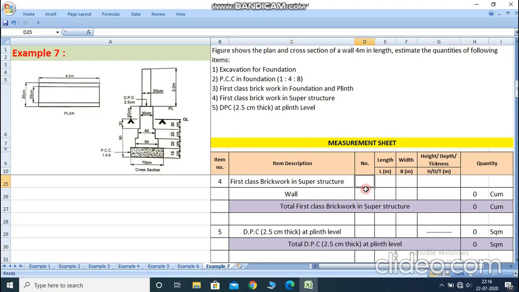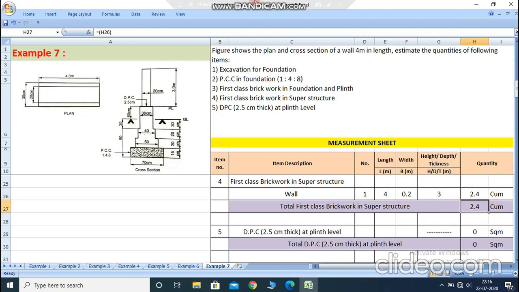So simply we write here wall is 1, then length is 4 meter, width is already given in the figure as 0.2, and the height of the wall is given as 3 meter. So right here only 3. So 2.4 cubic meter is the brickwork for the superstructure. Clear? So it's the final answer, 2.4 cubic meter.